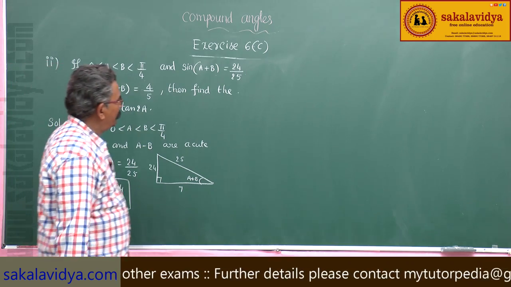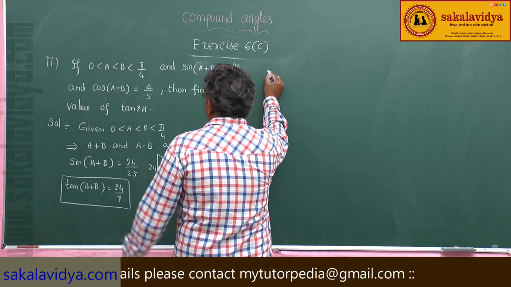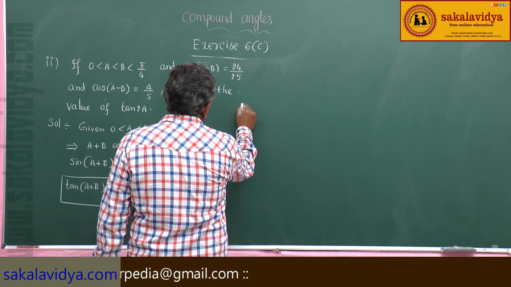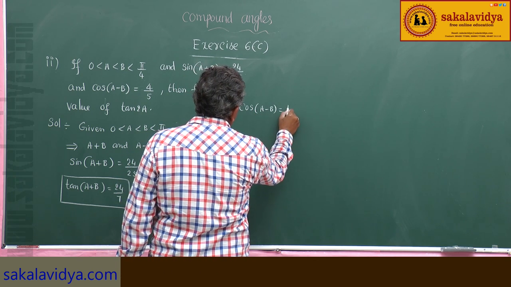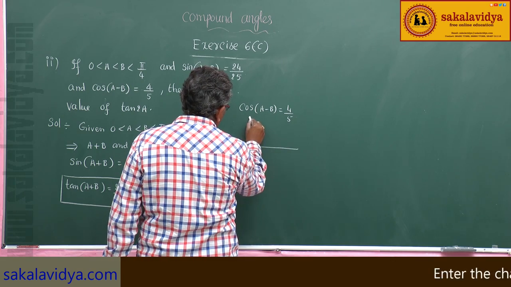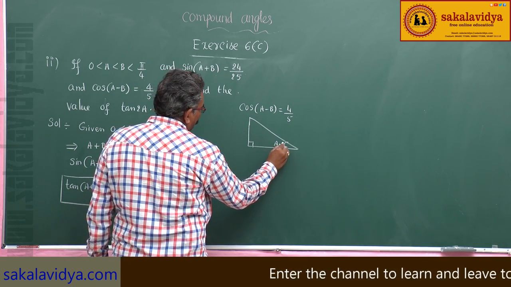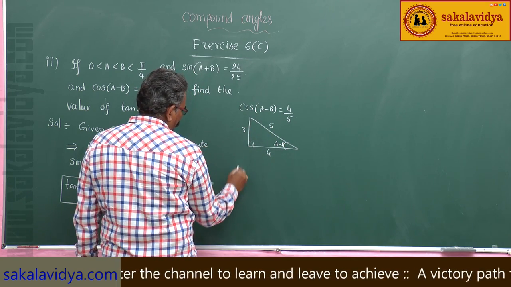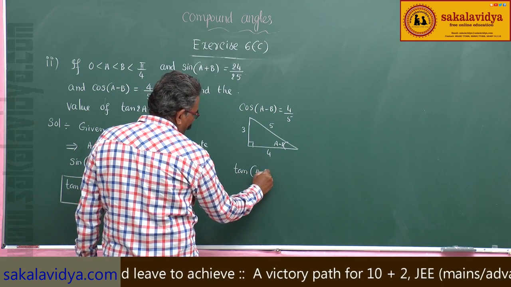Now, next, cos of A minus B. So, cos of A minus B equals 4 by 5. Take the triangle, right angle triangle, with angle A minus B. This will be 4, this will be 5, this will be 3. Now tan of A minus B equals 3 by 4.